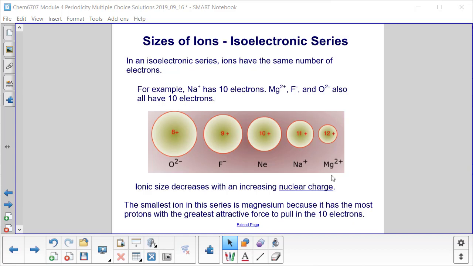But they have different numbers of protons. Oxygen 8, fluorine 9, neon 10, sodium 11, magnesium 12. So we have equal numbers of electrons, or in other words, the same electron configuration. That's what isoelectronic means. With an increasing number of protons, what happens here? The size of the ion decreases with increasing nuclear charge. The smallest ion in this series is magnesium because it has the most protons with the greatest attractive force to pull in the 10 electrons.